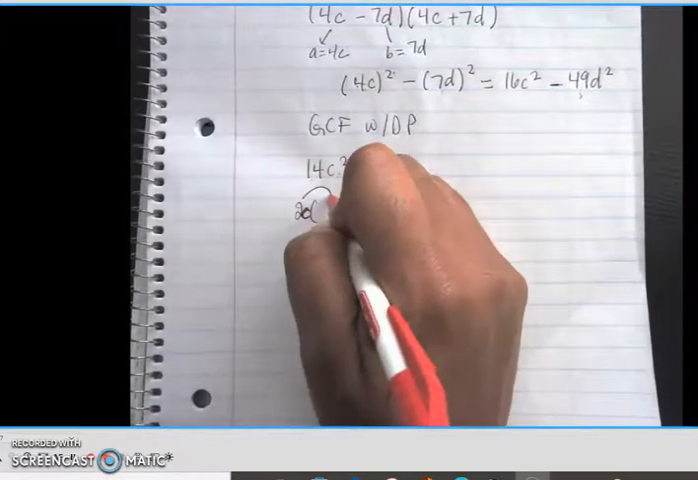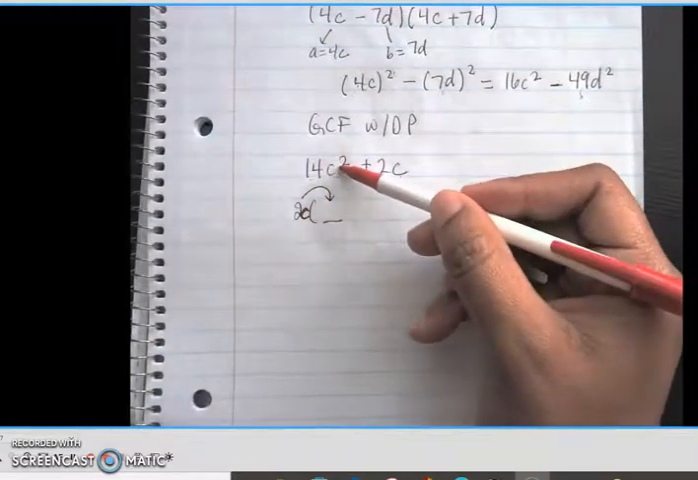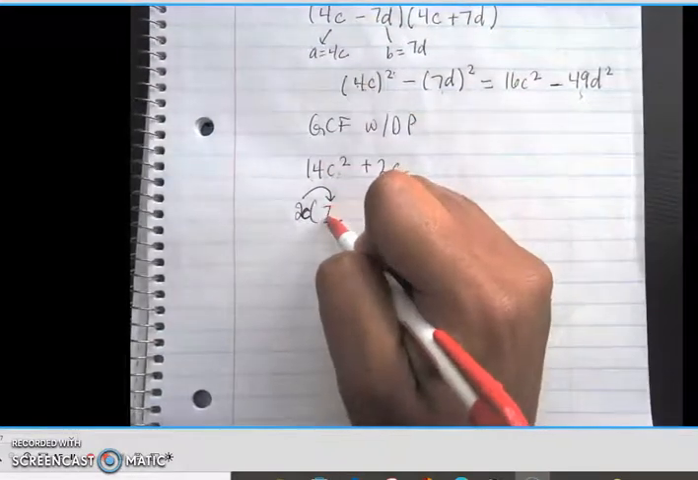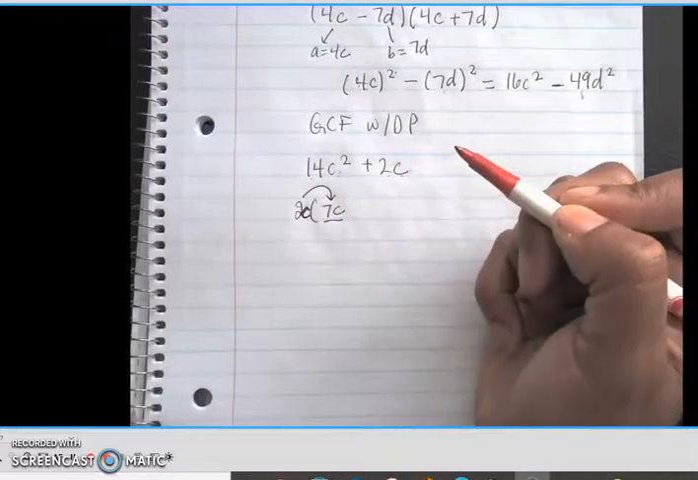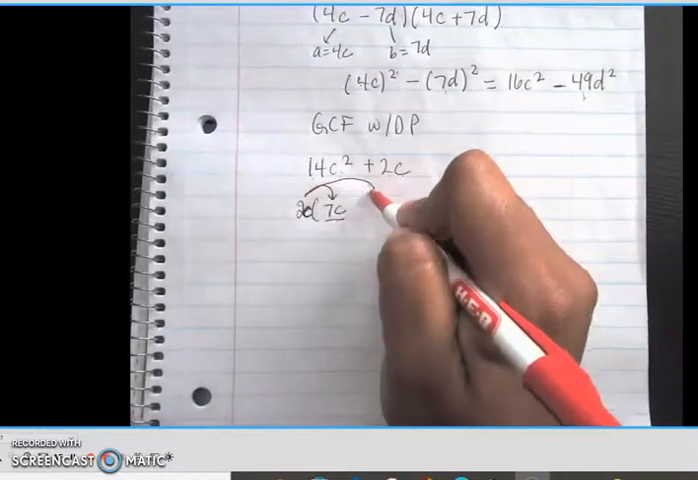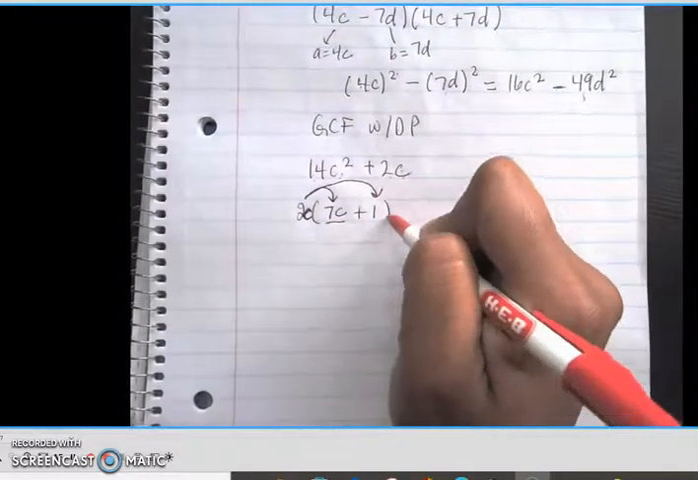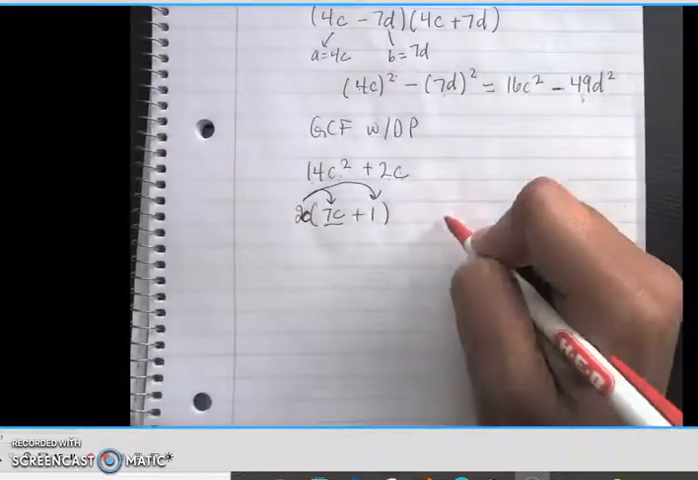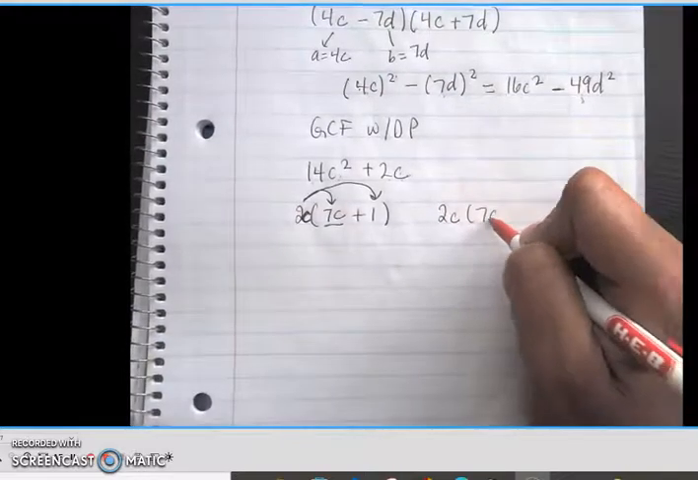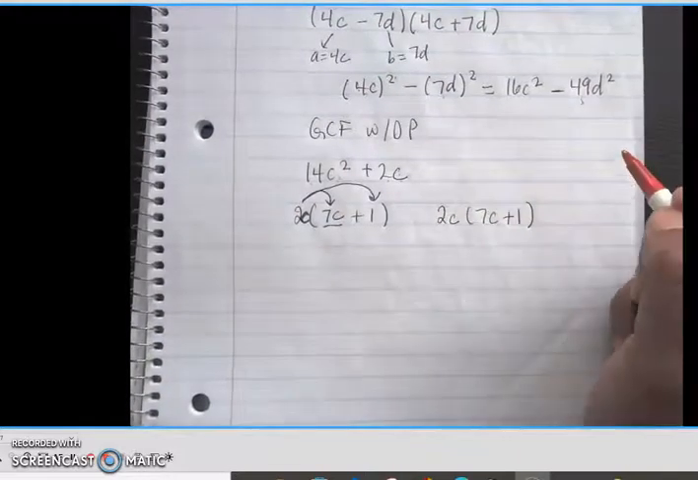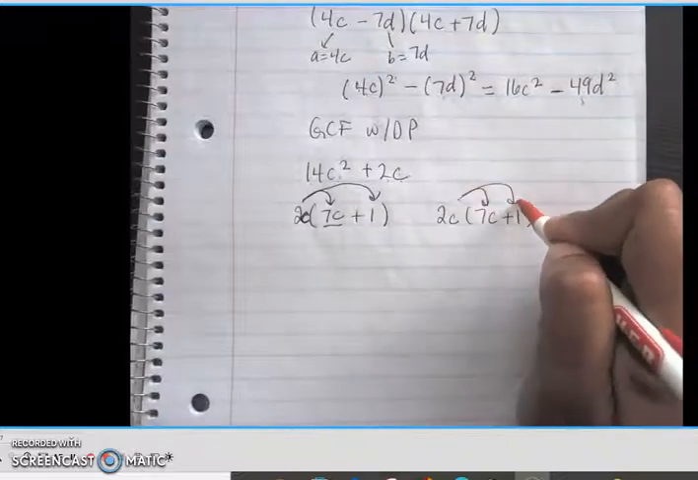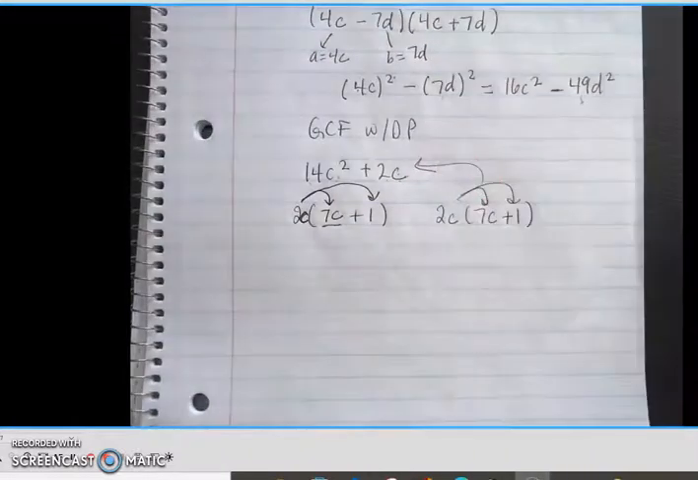So I'm thinking, 2c times what would give me 14c squared? That would be 7c. 2c times what would give me 2c? Well, 1. So that's the answer. Let me rewrite it: 2c(7c plus 1). And if you want to make sure you get it right, you just do your distributive property. You're going to go back to the original problem.